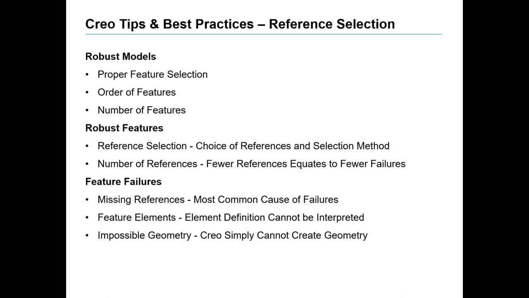The least common cause of failures is impossible geometry. Creo cannot create the geometry you're trying to tell it to create. Maybe it's a surface that loops back on itself, creates a bow tie type shape. Creo can't typically build those features. However, I must say that it gets better with each new build. There's things that Creo 4 couldn't create that Creo 10 can. So they're always improving the math behind creating these features to enable more capabilities.